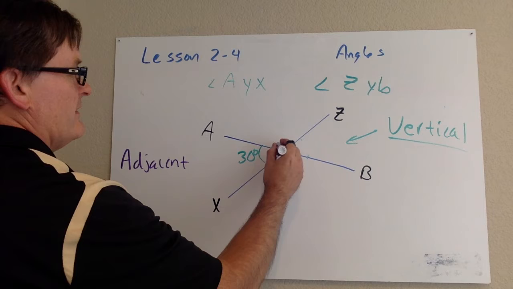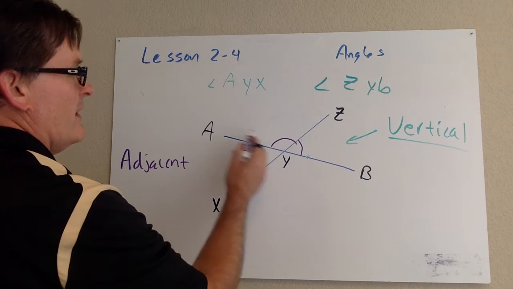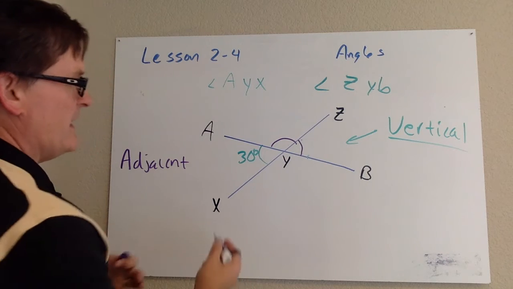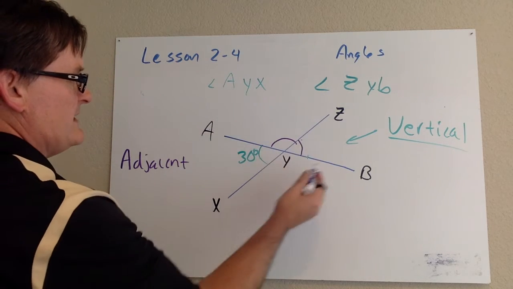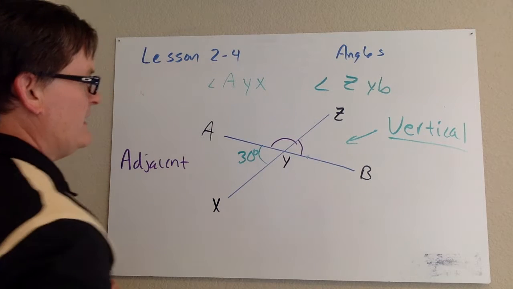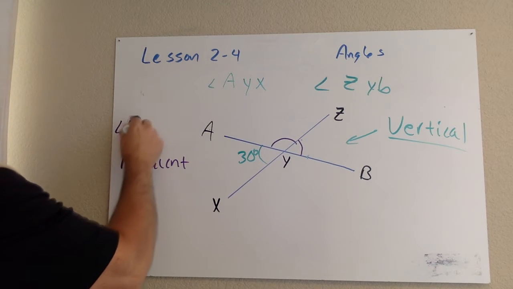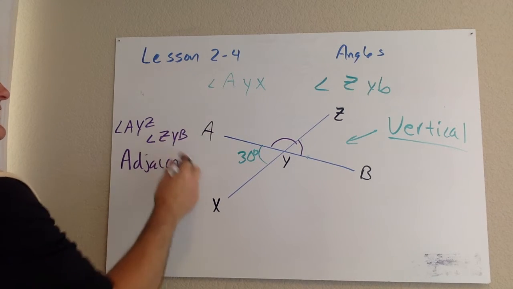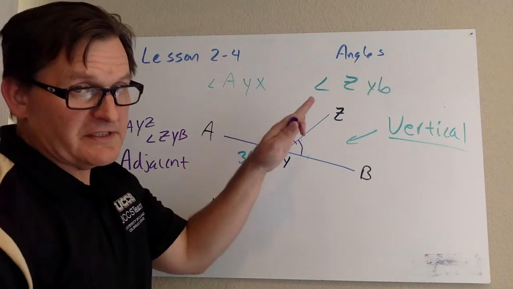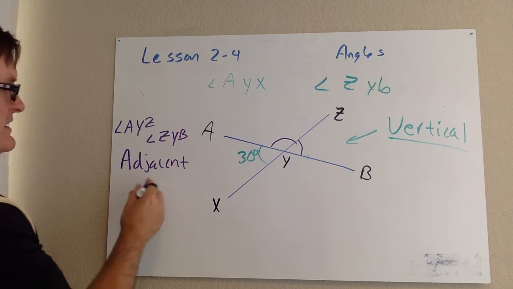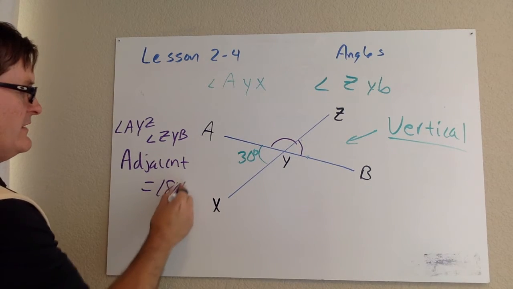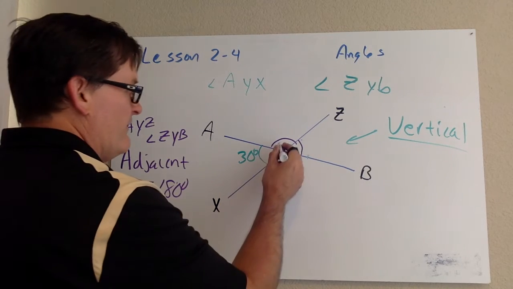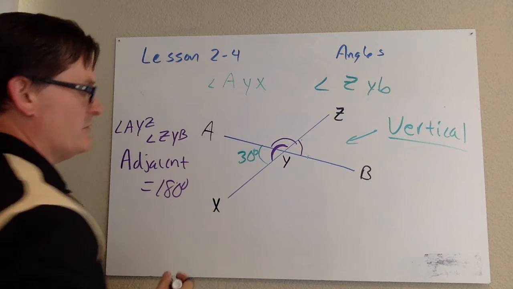And if I look at this angle and this angle, they're adjacent. Adjacent angles are side by side. They reside beside each other. So angle AYZ and angle ZYB, those are examples of adjacent angles. Now what's true when only two lines intersect with adjacent angles is they're going to be equal to 180 degrees. The two of them together are supplementary. And you can see that. The two of them together form a straight line.